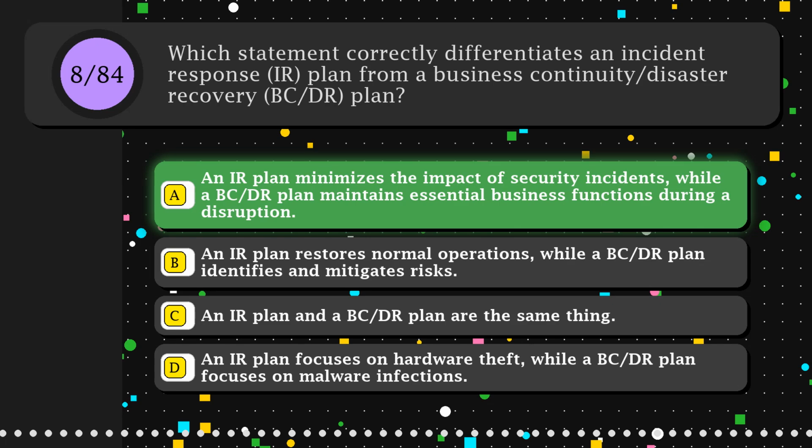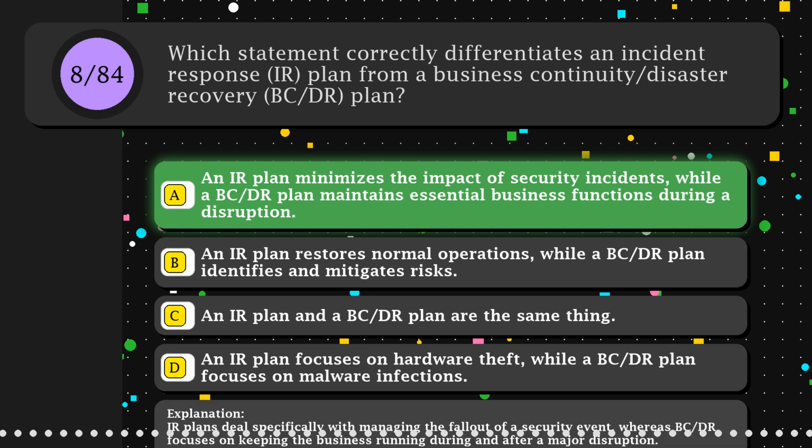The correct answer is option A. An IR plan minimizes the impact of security incidents, while a BC/DR plan maintains essential business functions during a disruption. IR plans deal specifically with managing the fallout of a security event, whereas BC/DR focuses on keeping the business running during and after a major disruption.